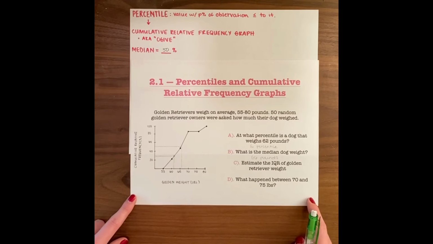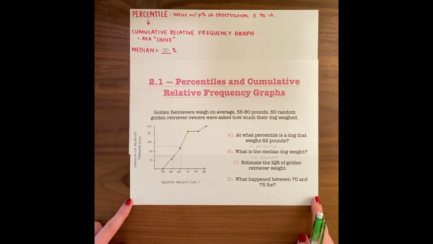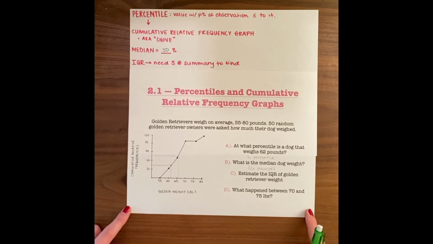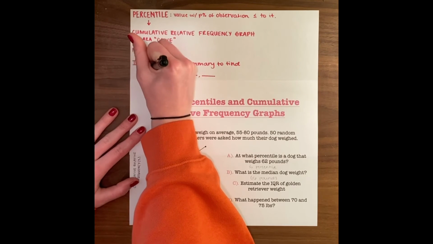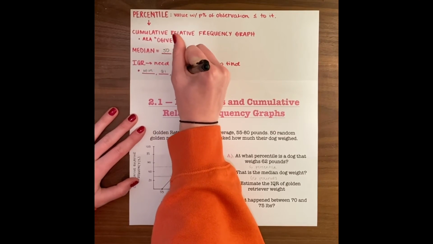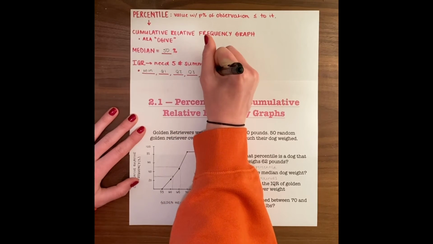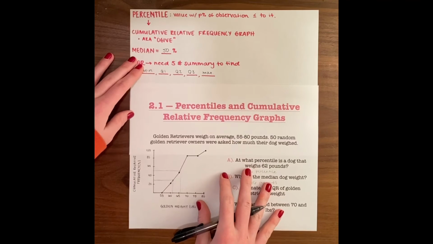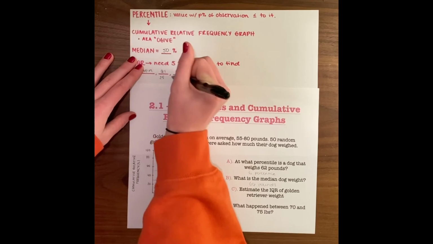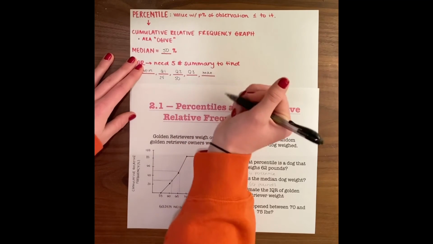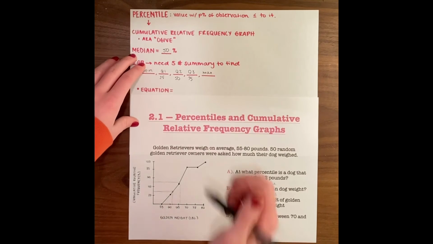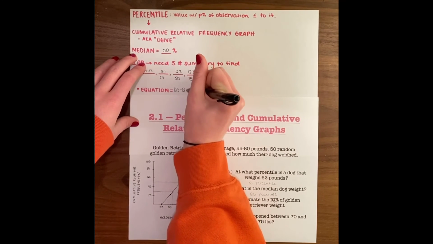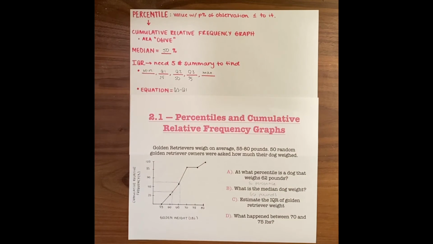Now C says, estimate the IQR of golden retriever weight. For IQR, if you remember, we need a 5-number summary, and the 5 numbers in a 5-number summary are the minimum, Q1, Q2, Q3, and the max. Q1 is also known as the 25th percentile, Q2 is the 50th percentile or the median, and Q3 is the 75th percentile. The equation for IQR is Q3 minus Q1. So we're going to need to find Q3 and Q1, so the 75th percentile and the 25th percentile.